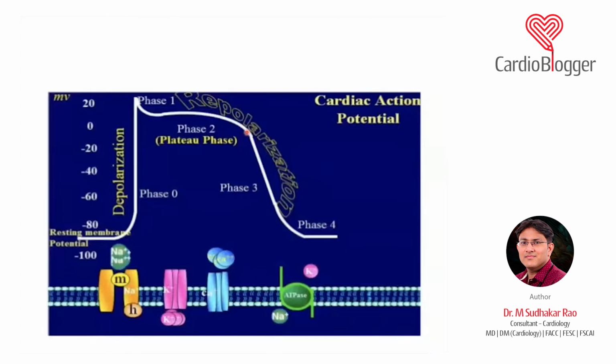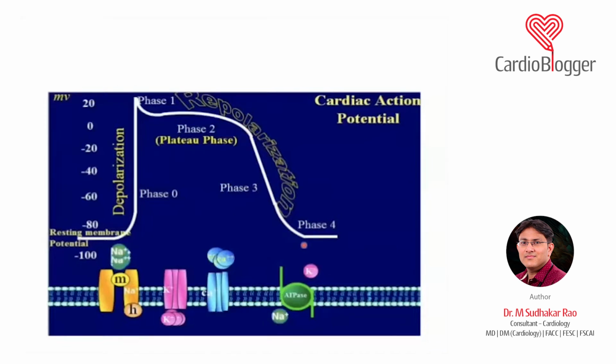Followed by this, there is phase 3, where the potassium-calcium channel usually closes, and it is only the potassium ion which exits from the cell. Because the calcium ion channel closes, all the potassium ions go outside the cell. So again it goes towards the negative side, and that forms phase 3 of the action potential.